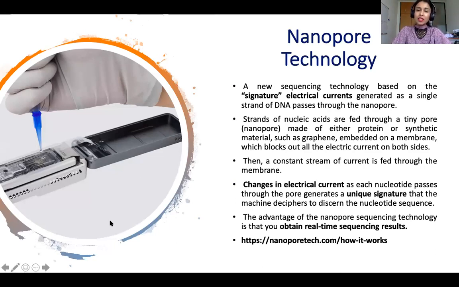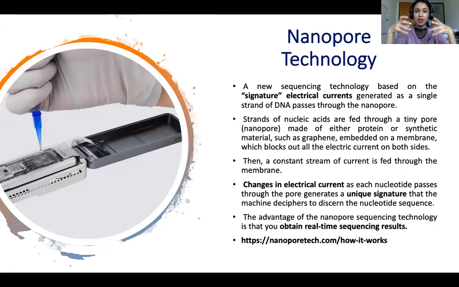So this sequencing technology is based on signature electrical currents generated as a single strand of DNA passes through a nanopore, right? So this pore is actually a protein pore. The pore is made of proteins, and its size is in nanometers. It's really tiny, and they are actually embedded in membranes.